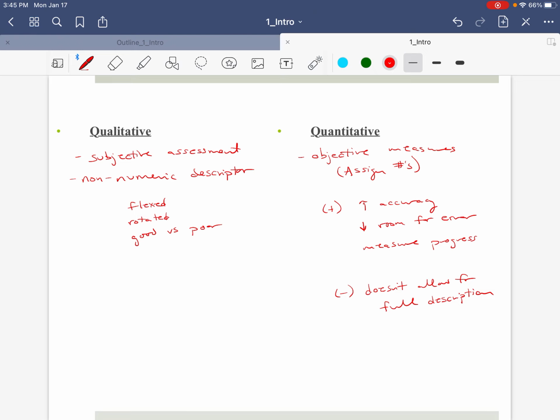Qualitative sometimes gets a bad rap because qualitative may not be as accurate. Sometimes there is more room for error because you're just using descriptors, right? But there are some positives. It allows for better description.